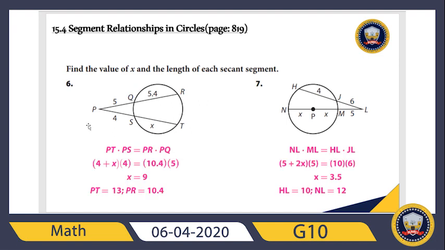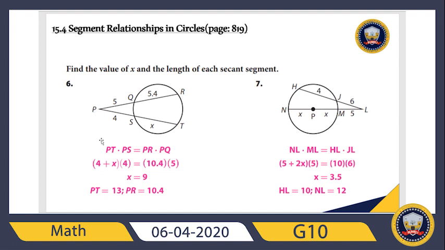Alright, so we applied secant product theorem. We said that in these 2 secants that are intersecting in a point that is outside of my circle, I have PT, the total, multiplied by the external segment, PS, will be equal to PR, the total, multiplied by the external segment, that is PQ.